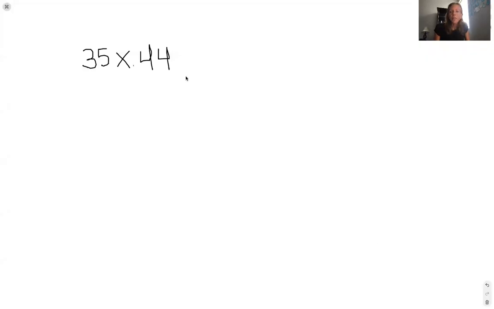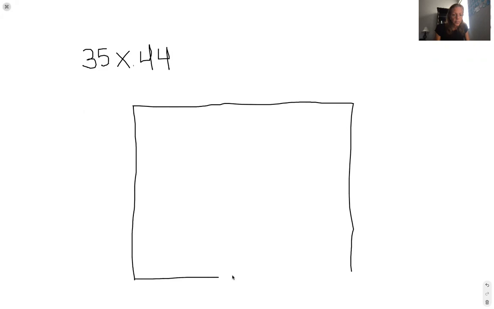So we're going to use what we know about place value today to multiply two-digit numbers using something called the box method. Okay, so we have this problem 35 times 44. So what I'm going to do is, it's called the box method, so I need to create a box. So let's do that first. And excuse my drawing. And it's going to have 4 smaller boxes inside.